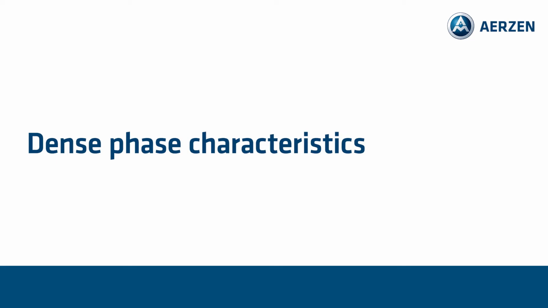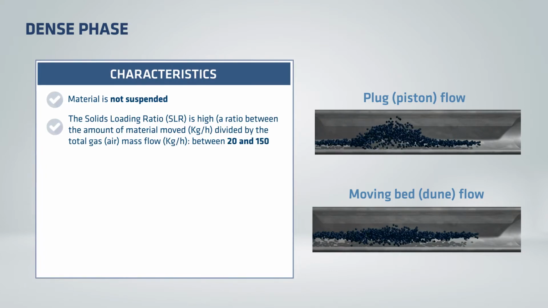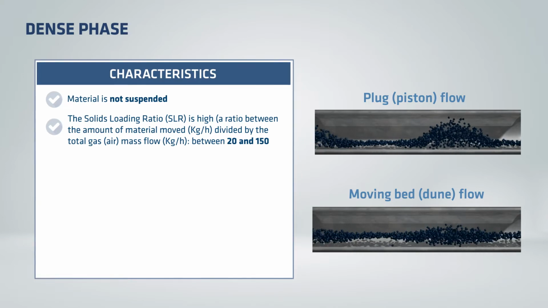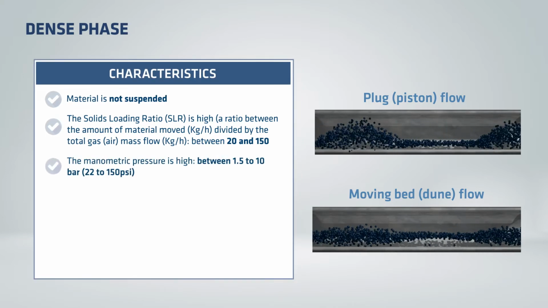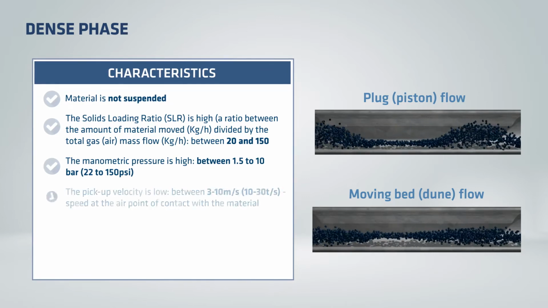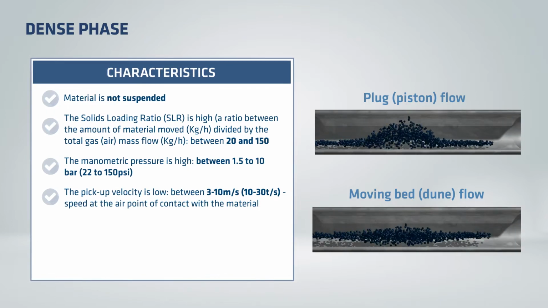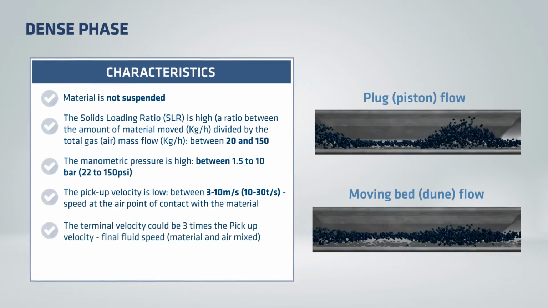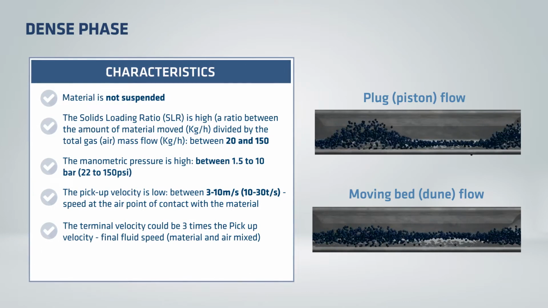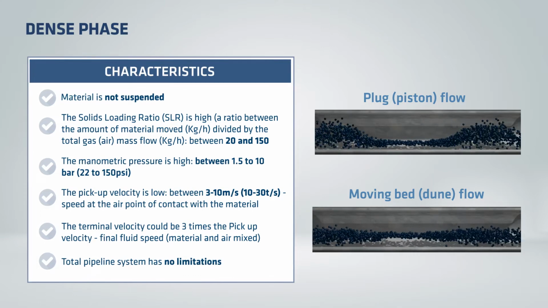Dense phase. The material is not suspended in the air or gas stream. The solids loading ratio is high, between 20 and 150. The manometric pressure is high, between 1.5 to 10 bar. The pickup velocity is low, between 3 to 10 meters per second. The terminal velocity could be 3 times the pickup velocity. The total pipeline system has no limitations.